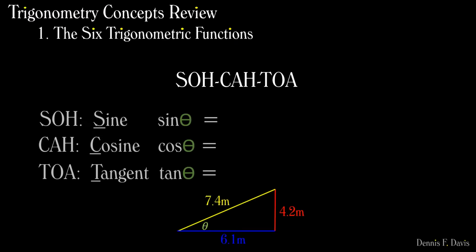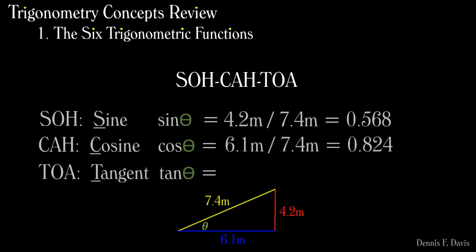So, SOH, sine equals opposite over hypotenuse, 4.2 meters divided by 7.4 meters is 0.568. CAH, C-A-H, cosine equals adjacent over hypotenuse. 6.1 meters divided by 7.4 meters. TOA, T-O-A, tangent equals opposite over adjacent. 4.2 meters divided by 6.1 meters.